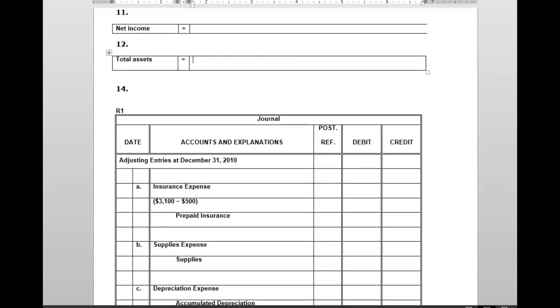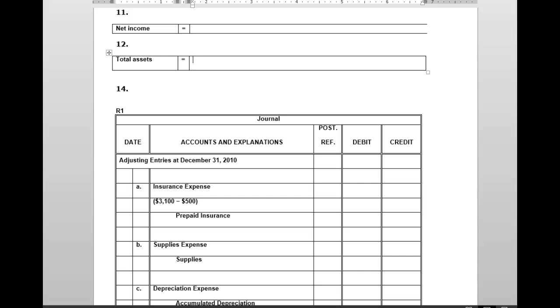The next one up is 14. And in 14, what exciting things are we doing? In 14, we're looking at journal entries, and we're journalizing adjustments, I do believe.